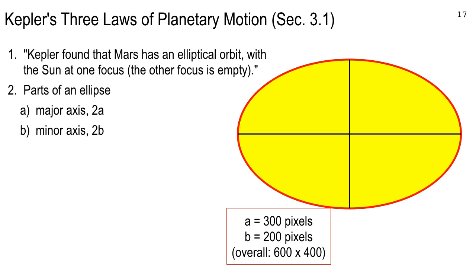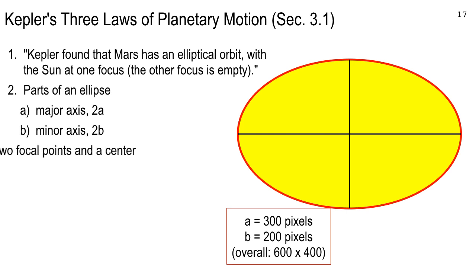The quantity A is called the semi-major axis. Major axis is 2A, half of that is A, and so A is the symbol for half the major axis, or the one phrase we use is semi-major axis. A semi-major axis is 300 pixels in my Apple Keynote software, and the semi-minor axis, B, is 200 pixels. So the total height is 400, the total width for this one is 600.